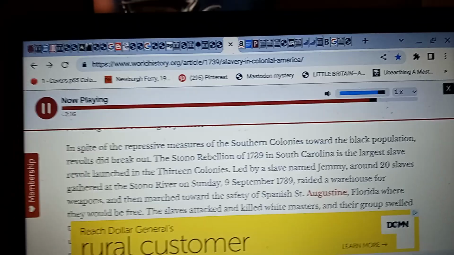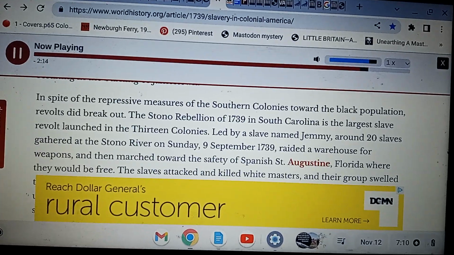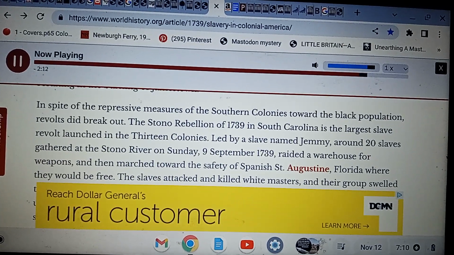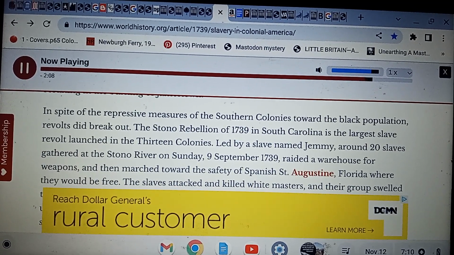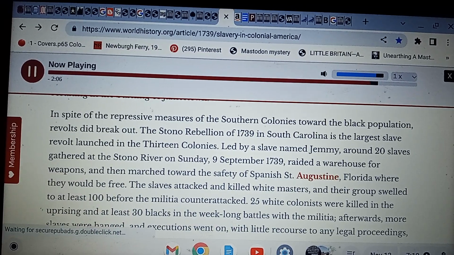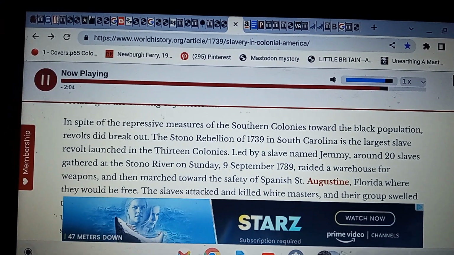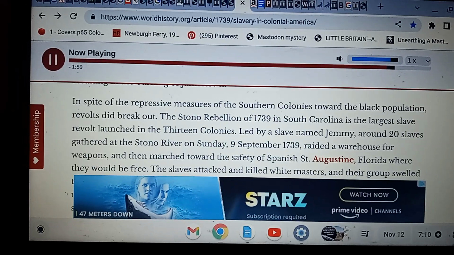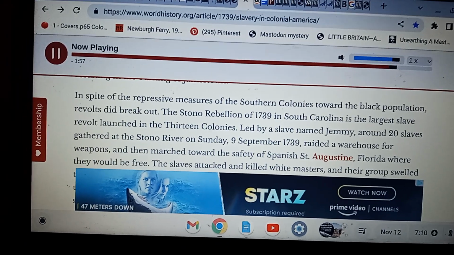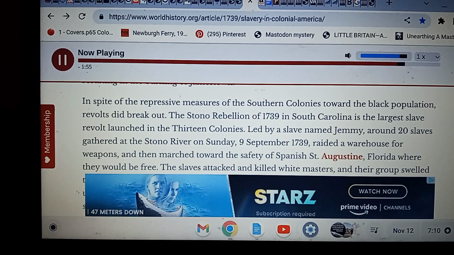The Stono Rebellion of 1739 in South Carolina is the largest slave revolt launched in the 13 colonies. Led by a slave named Jemmy, around 20 slaves gathered at the Stono River on Sunday the 9th of September 1739, raided a warehouse for weapons, and then marched toward the safety of Spanish St. Augustine, Florida, where they would be free.